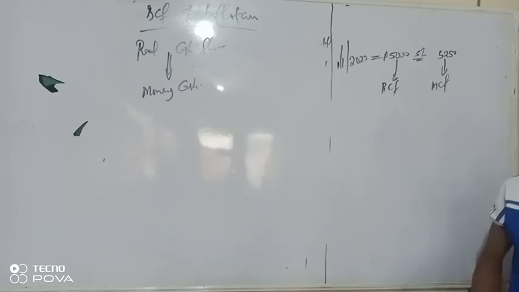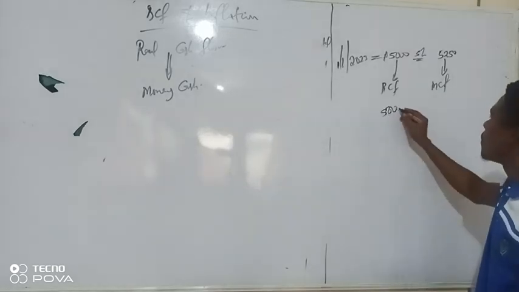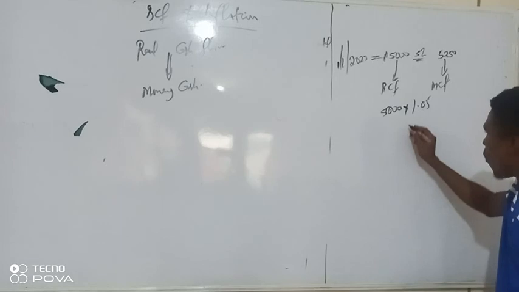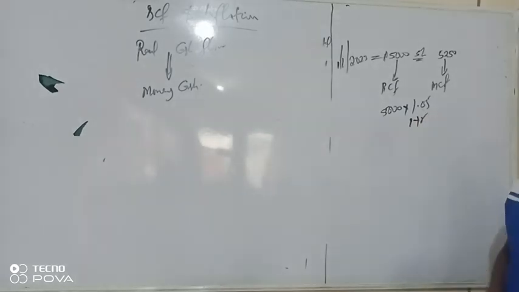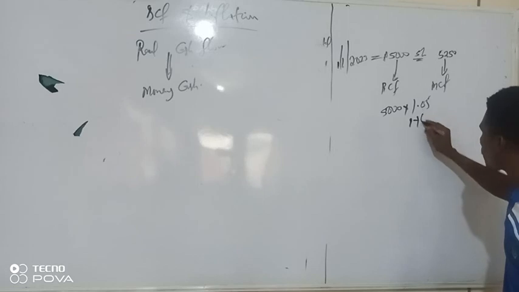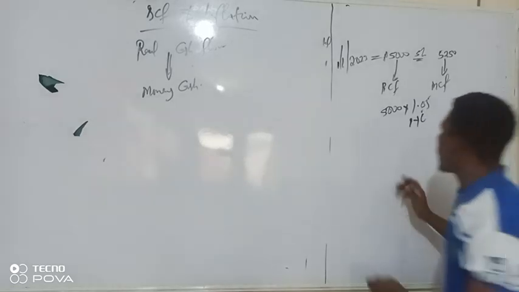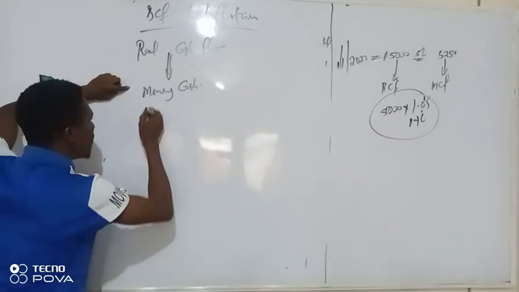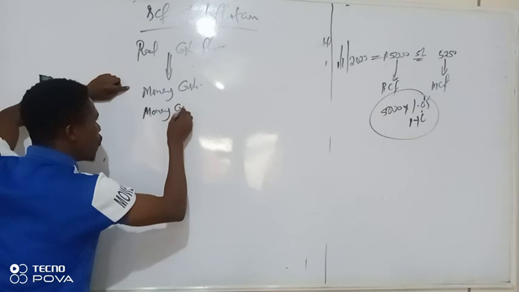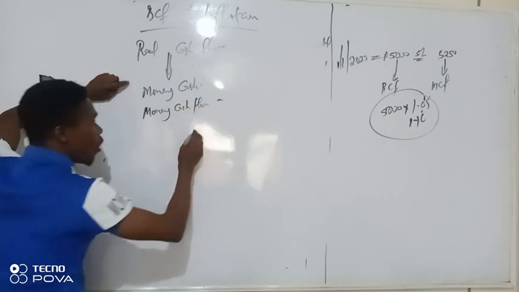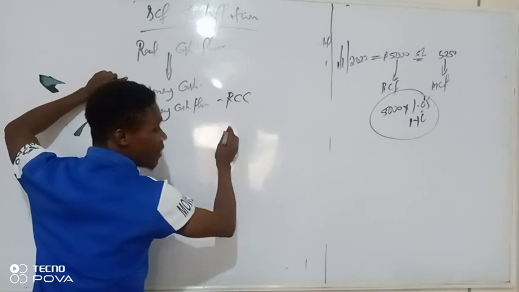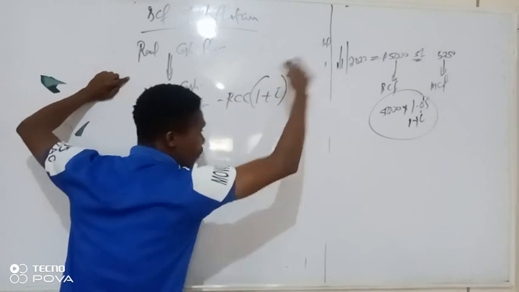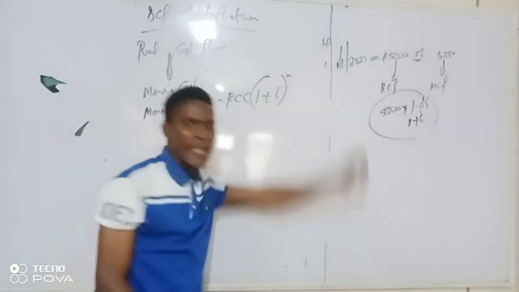But if you want to turn it into mathematics, it will be 5,000 times 1.45, that is 1 plus R, where R is the inflation rate. Let me put inflation: 1 plus inflation. So invariably, I can turn this into a formula by saying my money cash flow is equal to real cash flow into bracket 1 plus inflation, then raised to the power of the number of years, the power n.